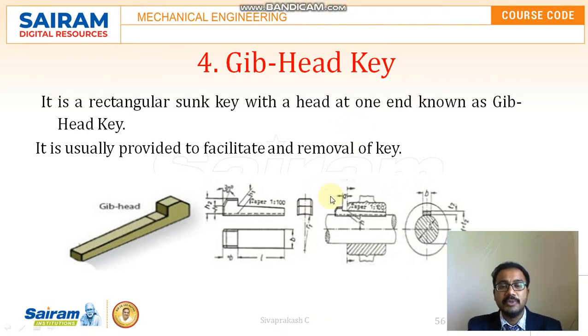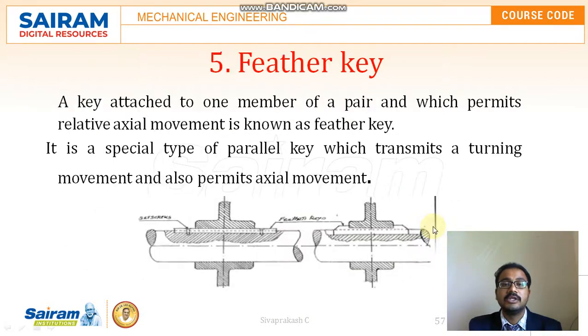This Gib-Head key has a taper of 1 in 100, which can be seen here. Even the thickness value will vary from one part to another, because we have H1, we have H2, and even the taper angle, everything we can see, and the diameter value also, and the width, other things also we can see.